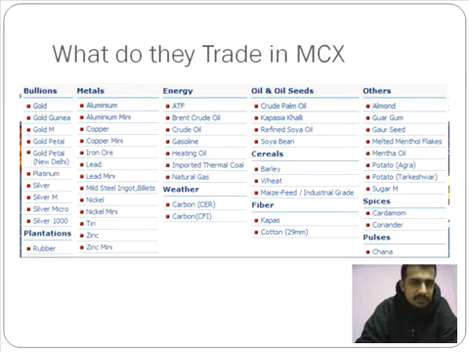Some of the products being traded in MCX, starting from the ones towards my left, are the bullions. Bullions here refers to mostly precious metals. Then you have other metals like aluminum, iron ore, lead, copper, zinc, tin. You have energy contracts like crude oil and natural gas. Oil seeds are also traded. You have fiber such as cotton, and other agricultural products as well. For example, you even have potatoes being traded in MCX.